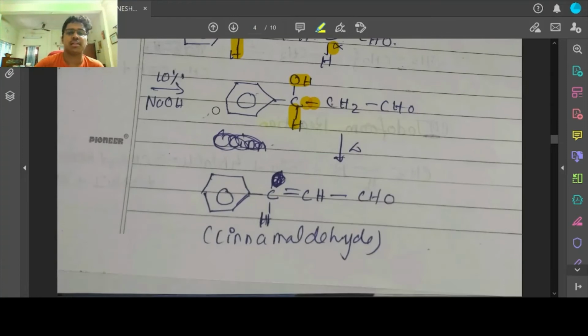So let us see what this is. After we heat this, as we have learned in class 11, H2O is released. How can we release H2O? This has an OH group here, and if one hydrogen from this CH2 is removed, and the OH from this COH is removed, then this OH is removed and this H is removed.